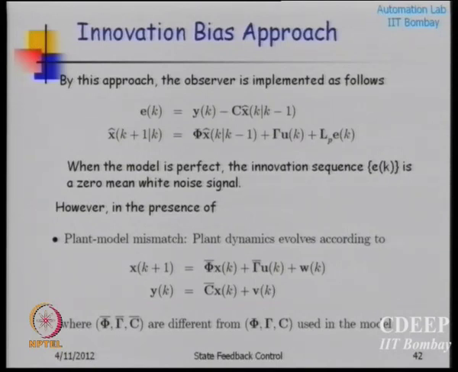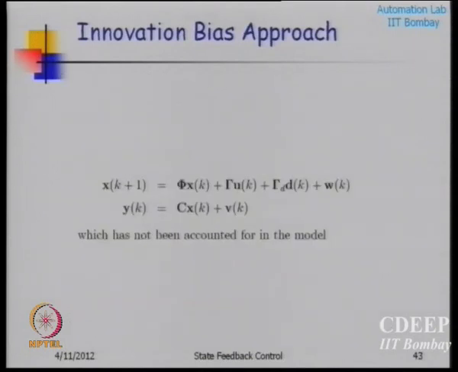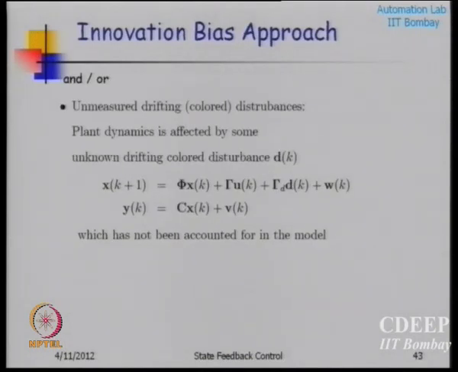So, this can happen under two situations. One is that this phi bar, gamma bar and c bar are different from phi, gamma, c. It can happen when the true plant evolves, let us say according to this, with another term here. This is a drifting disturbance which you have not accounted for in your model when you developed the Kalman filter.